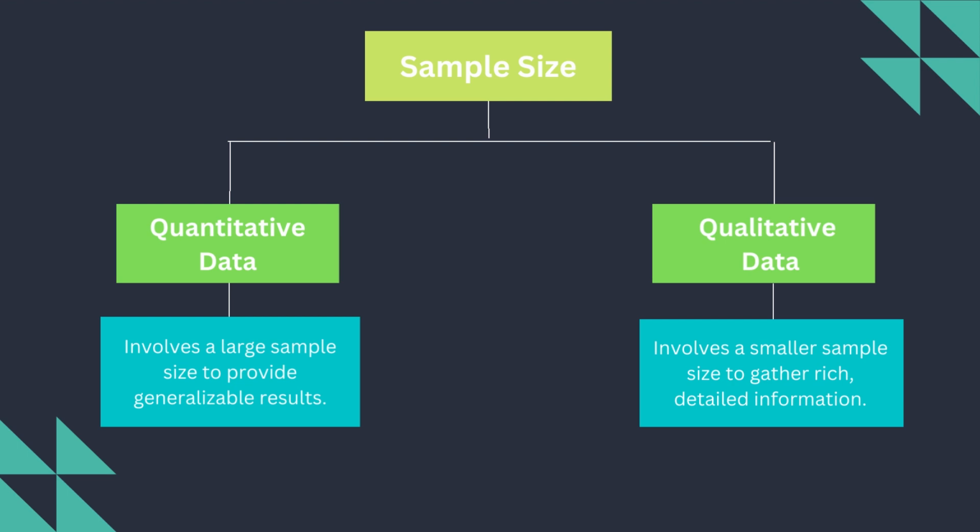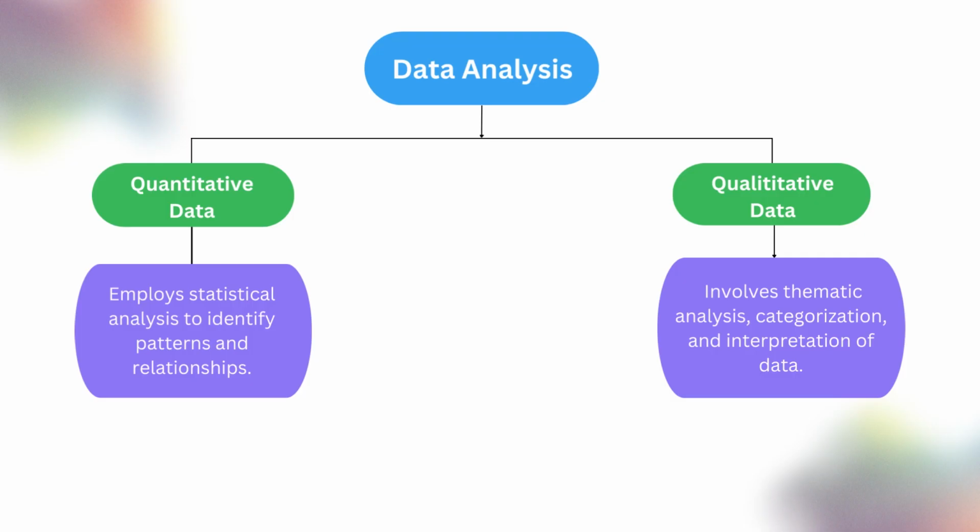In terms of the sample size, quantitative research often involves a large sample size to provide generalizable results. Under qualitative research, it typically involves a small sample size to gather rich, detailed information. During data analysis, quantitative research employs statistical analysis to identify the patterns and relationship between variables. In qualitative research, that involves thematic analysis, categorization, and interpretation of data.